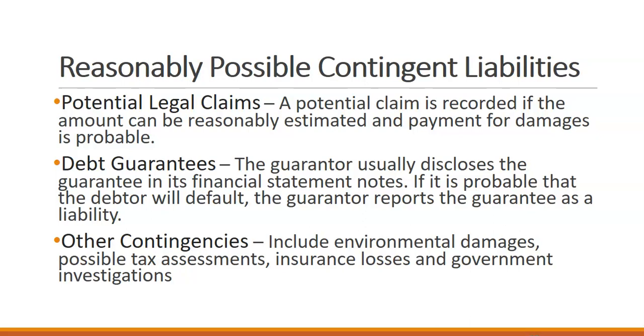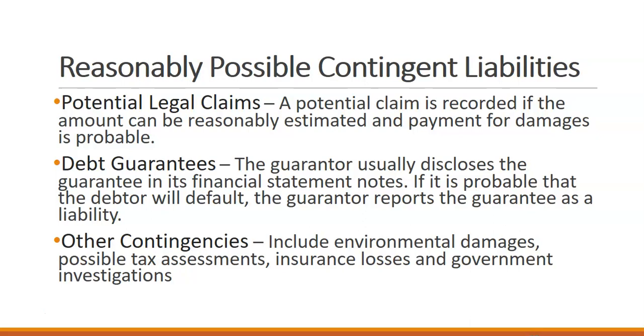One of the main ones is legal claims. If we have been sued by a customer, and we're very likely going to lose the lawsuit, and we have an estimate for what we are going to pay when we lose this lawsuit, then we can record it in our accounting records. Otherwise, we would just put a note in our annual report that says we are currently being sued by a customer. We are unsure of what the outcome of the case is going to be at this time.